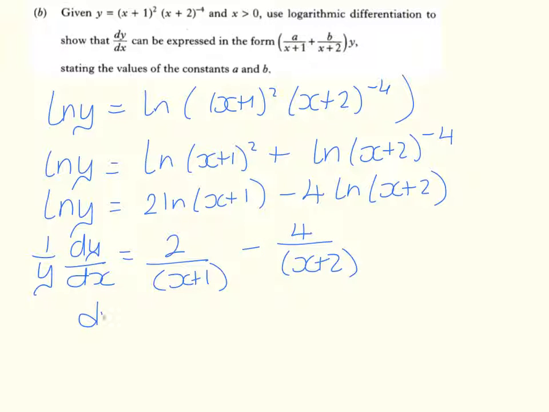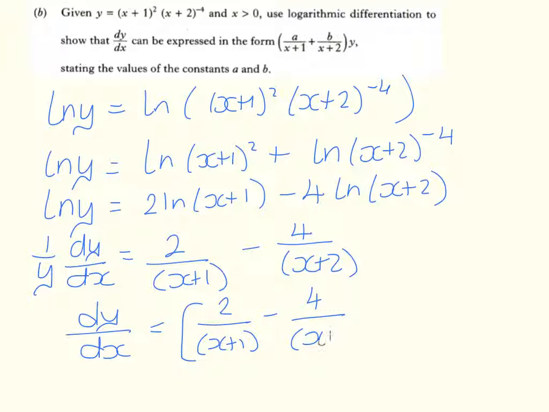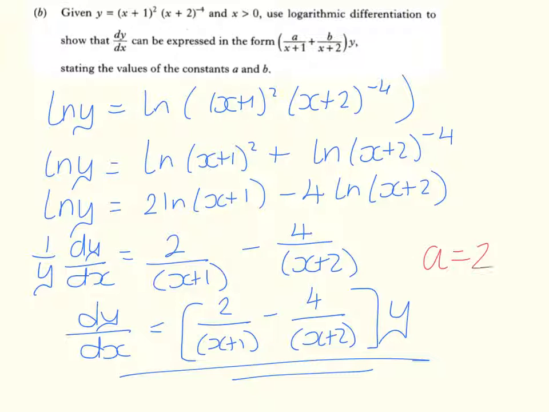Therefore, dy by dx is equal to 2 over x plus 1 minus 4 over x plus 2, all multiplied by y. And the constants that we're asked about, a equals 2, and b equals minus 4.